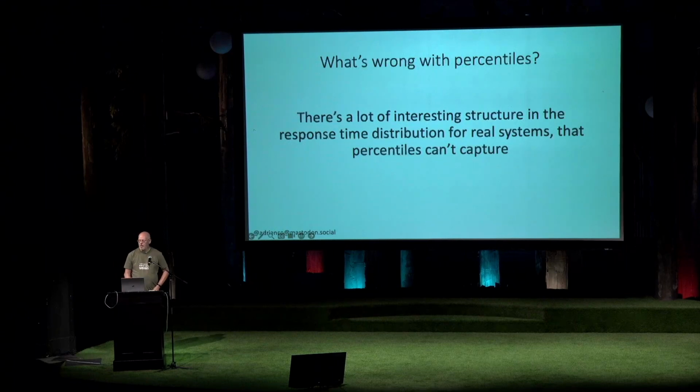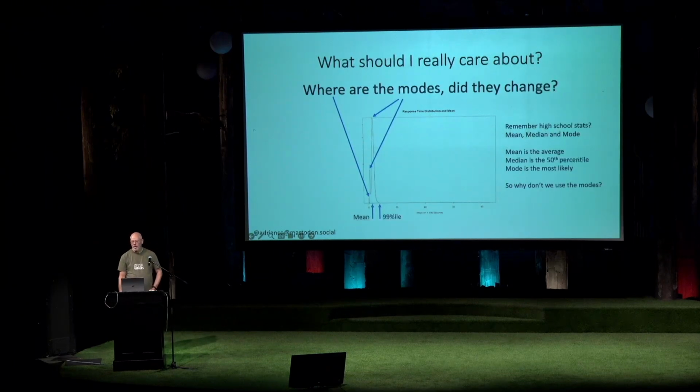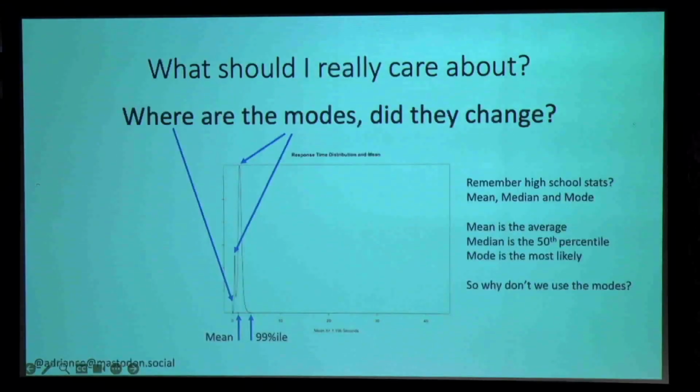But there's a lot of interesting structure in response time distributions. This has been bugging me for a very long time. If you remember your high school stats, there's mean, median, and mode. The median is the 50th percentile, so if we're doing percentiles, we're doing median-like stuff. The mean is the average, and on this one it's a bit over a second. The 90th percentile is, whatever that is, like 3 or 4 seconds.